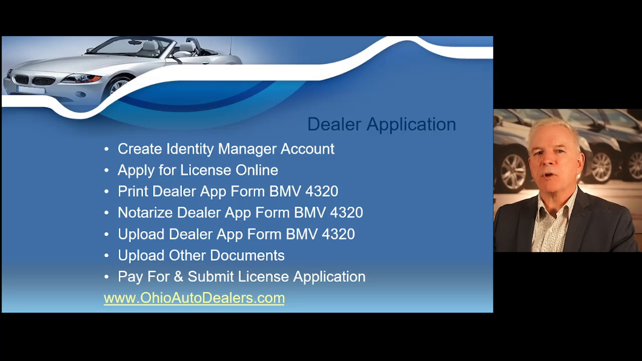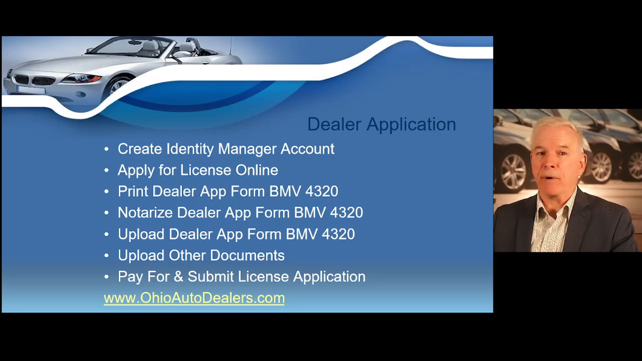Once the information is complete, you'll print your dealer license application form BMV 4320 and have the form notarized. Then you'll upload the application through the website and then upload some additional documents so you can pay for and submit the application to the BMV. Very step-by-step process that's easily accomplished.